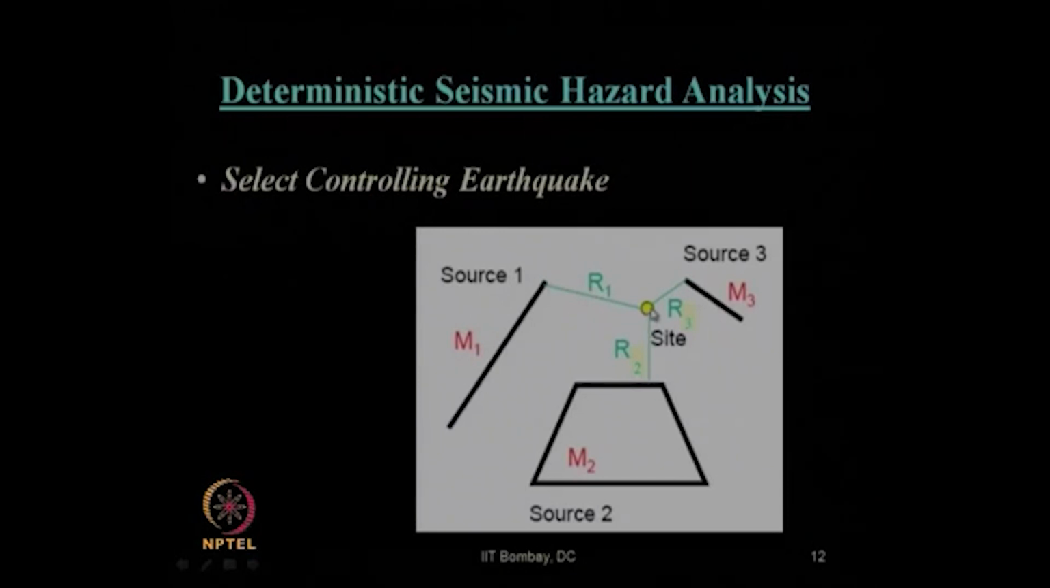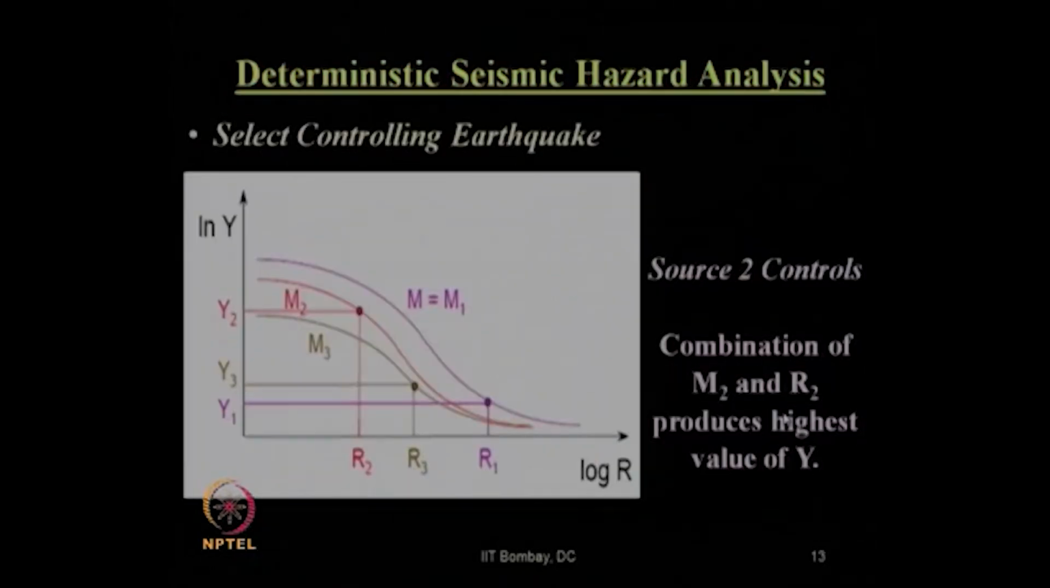Suppose from this site we have 3 sources identified within that R max distance based on the M max data. Let us say source 1, source 2 and source 3. Among these, source 1 is a linear source, source 3 is also a linear source, whereas source 2 is an areal source. Now, from this site we need to find out the minimum distances to each of these sources. So, this R1 is the minimum distance between site and source 1, R2 is from site to source 2 and R3 is from site to source 3.